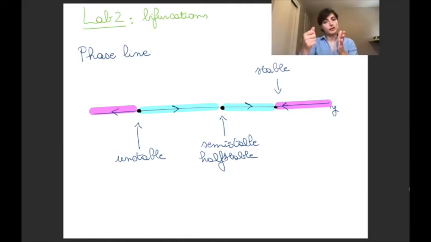But if you start on the right, you keep moving towards the right, so you move away from it. On one side of the equilibrium, you're moving away. On the other side, you're moving towards. That makes for a semi-stable equilibrium.